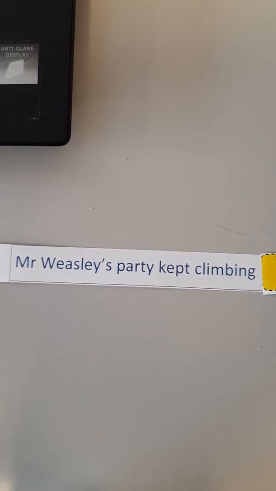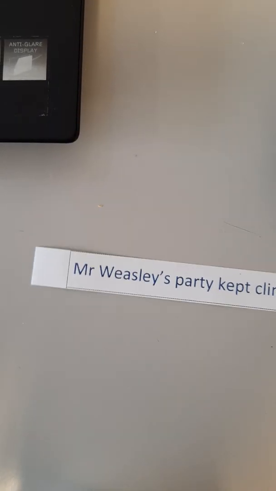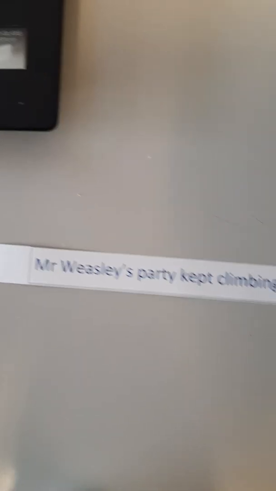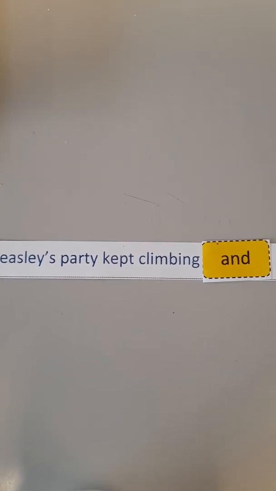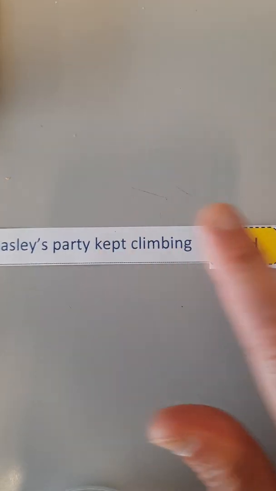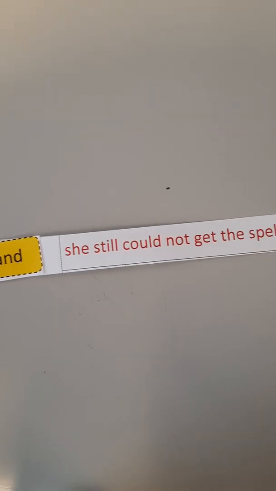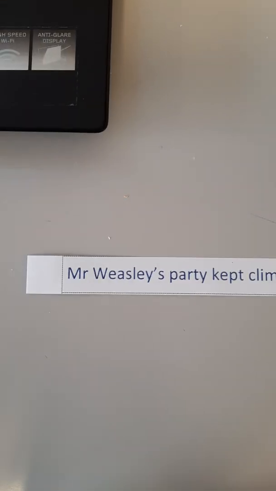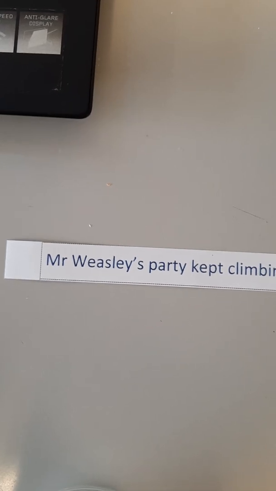So it means that if we put this one here, we know we could deal with Mr. Weasley's party, so we know there's more than one. So it's Mr. Weasley and a group of others. So we've got Mr. Weasley's party kept climbing, and what we could have, if we chose this one and then added here, Mr. Weasley's party kept climbing and she still could not get the spell to work. That doesn't really make much sense. It joins together, but what's the second part got to do with the first part? So as a sentence, you're thinking to yourself, I don't understand what that's about.